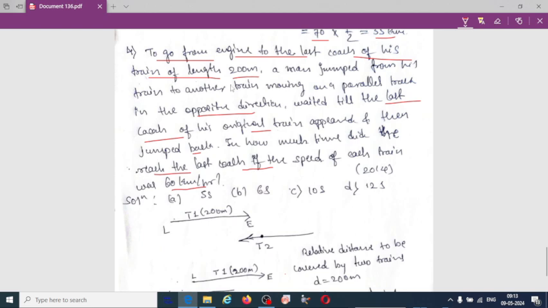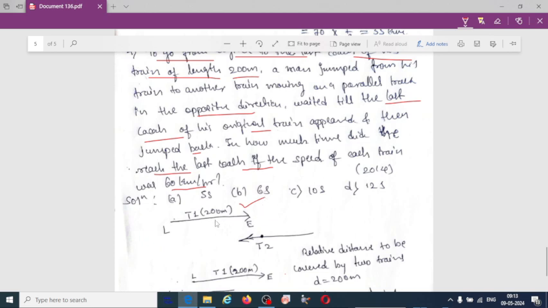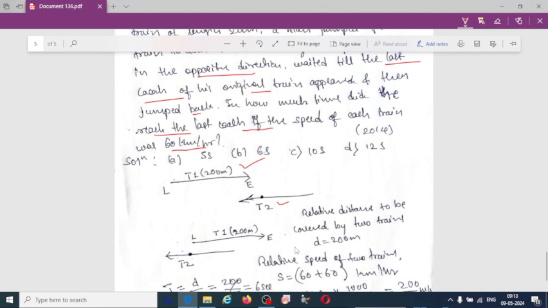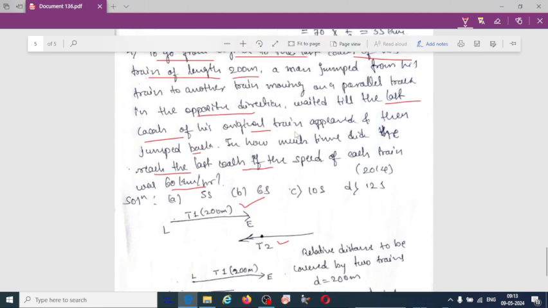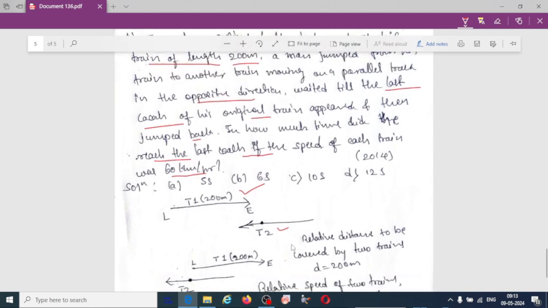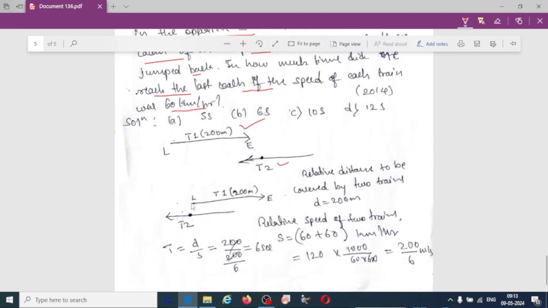So he is moving in the first train having the length 200 meter. You can see train 1 having the length 200 meter. He is inside the first train. He is going to jump to train 2. Okay. He is going to wait till the last coach of the first train comes, and then he jumps from train 2 to his original train 1. So how much time may he take to do this?